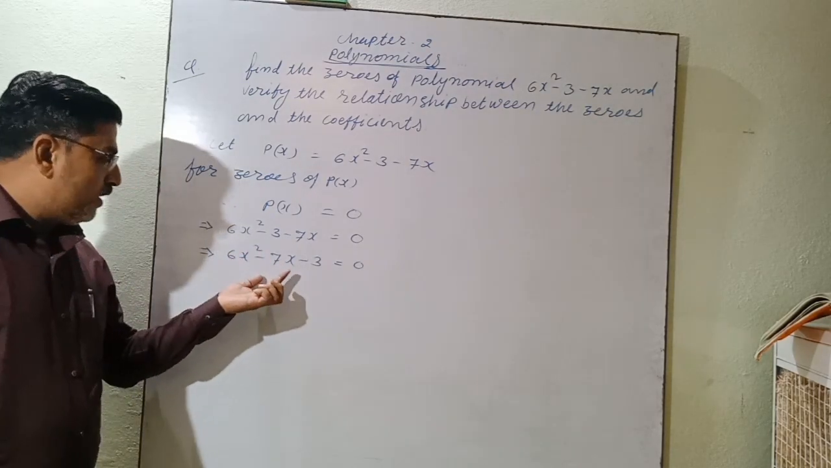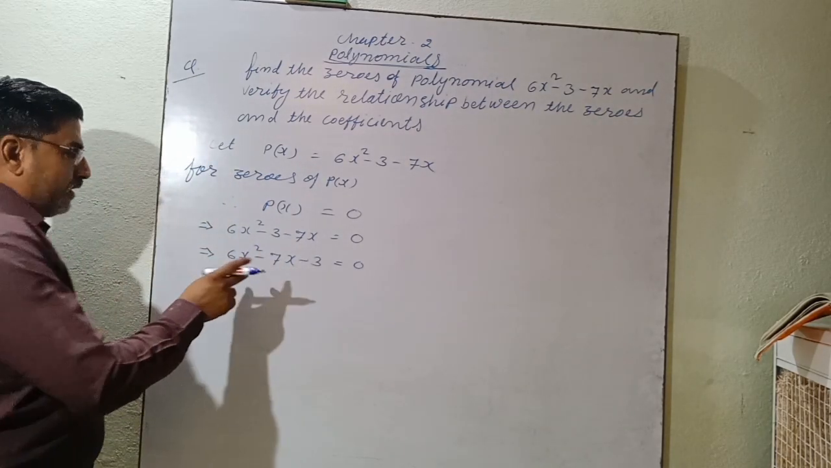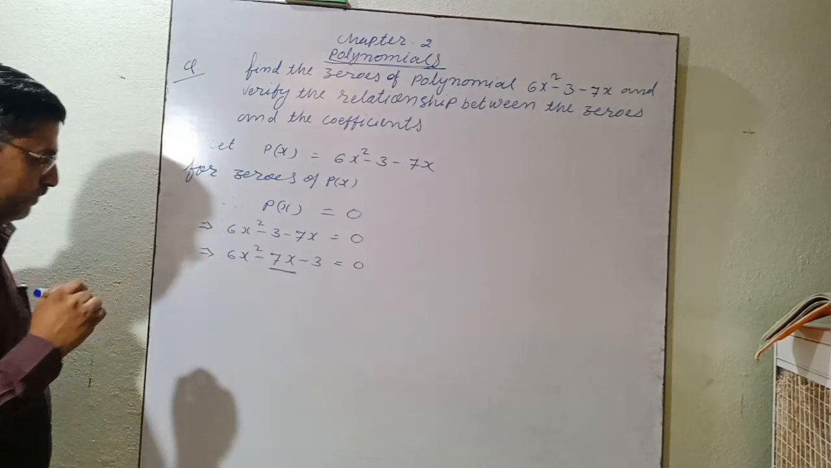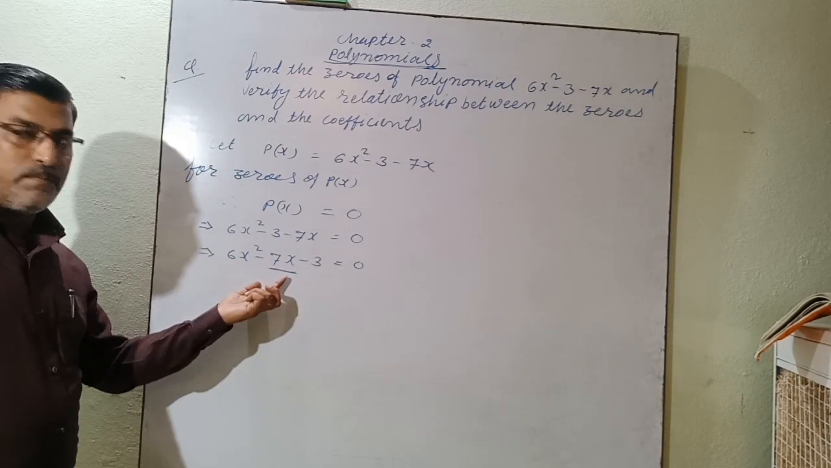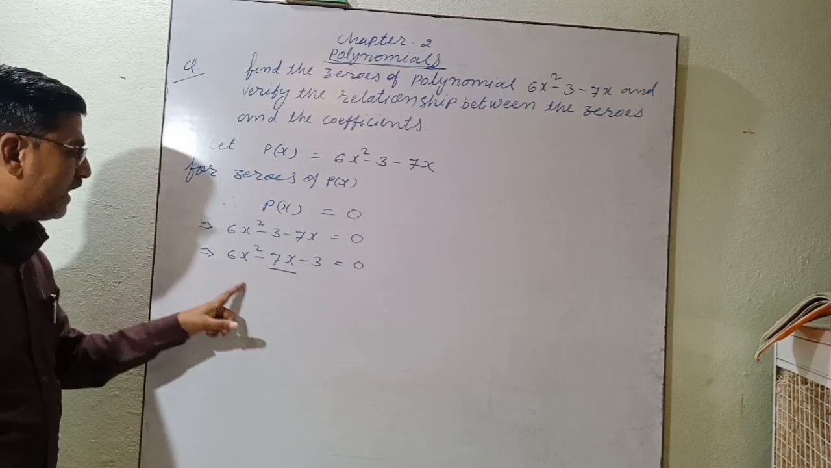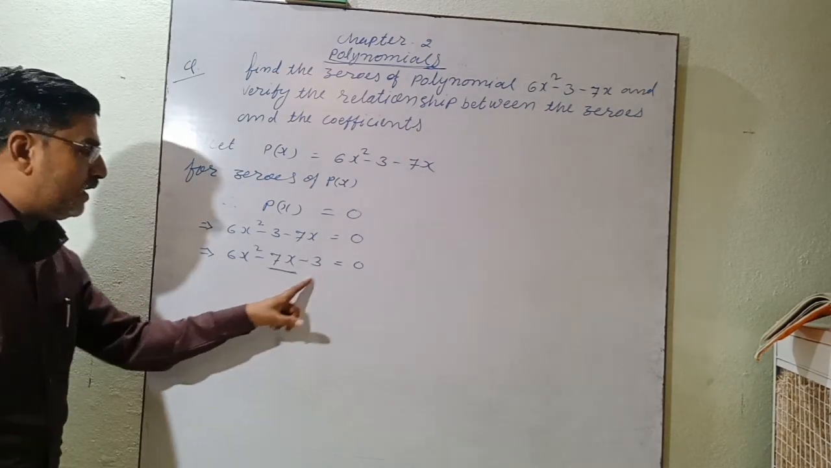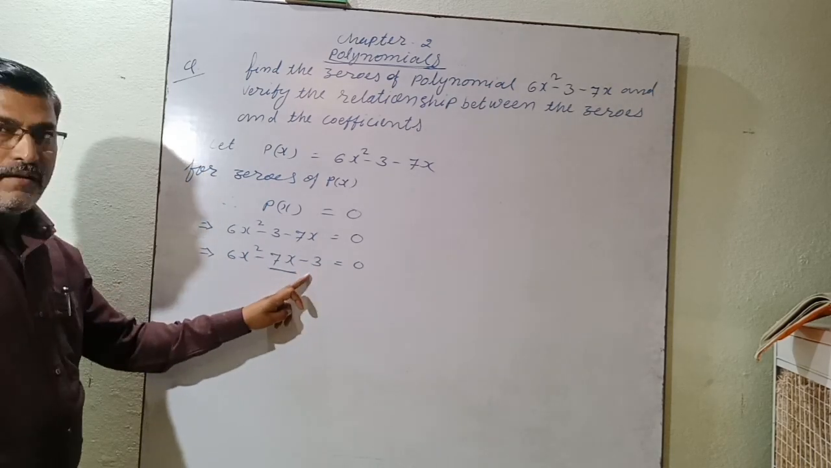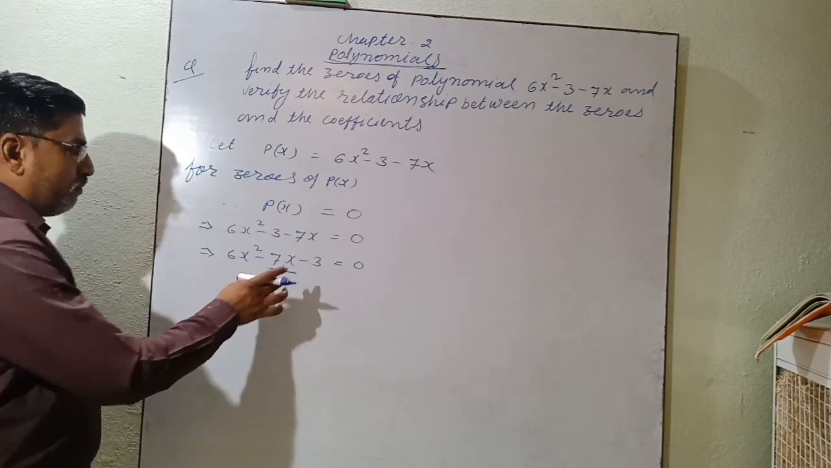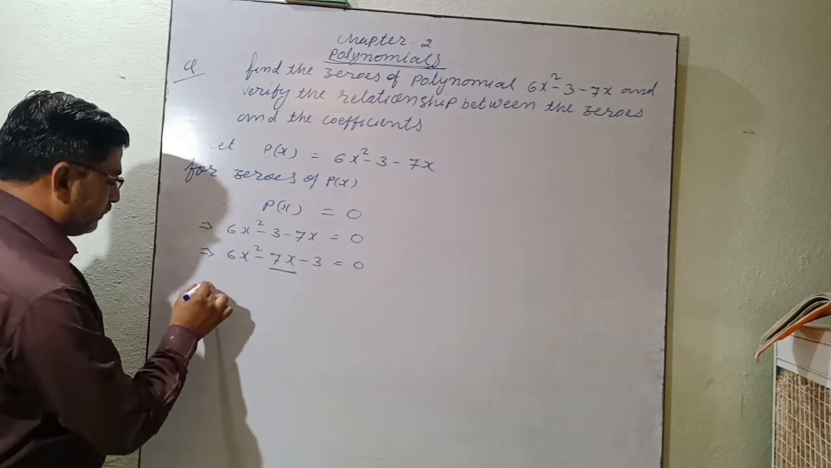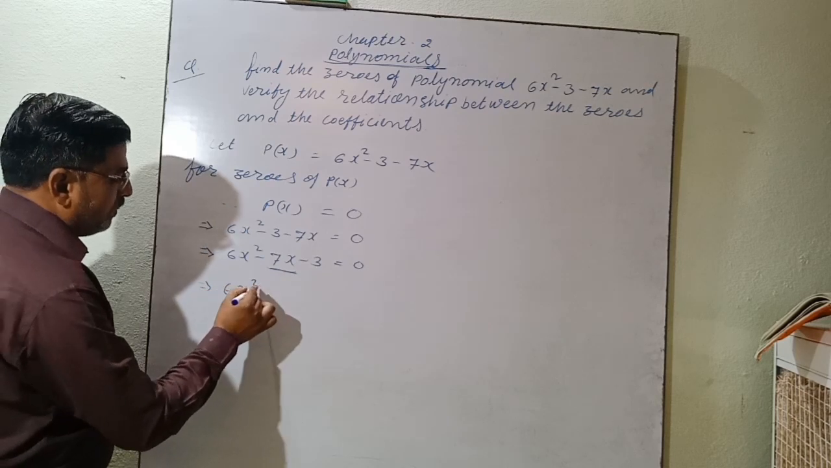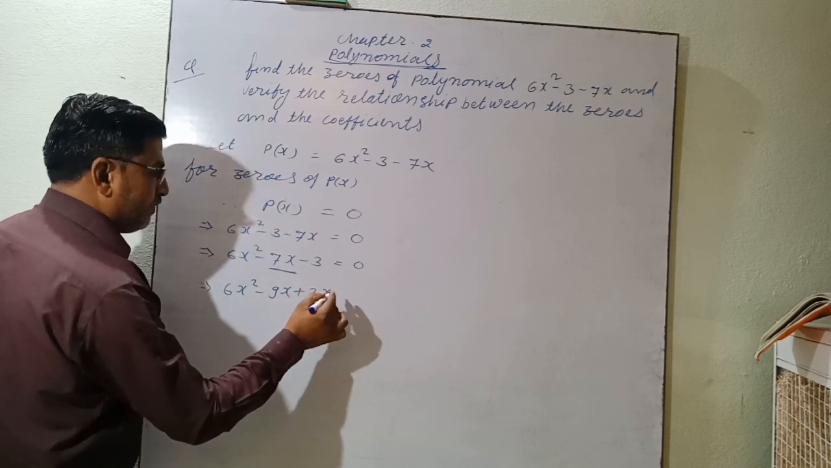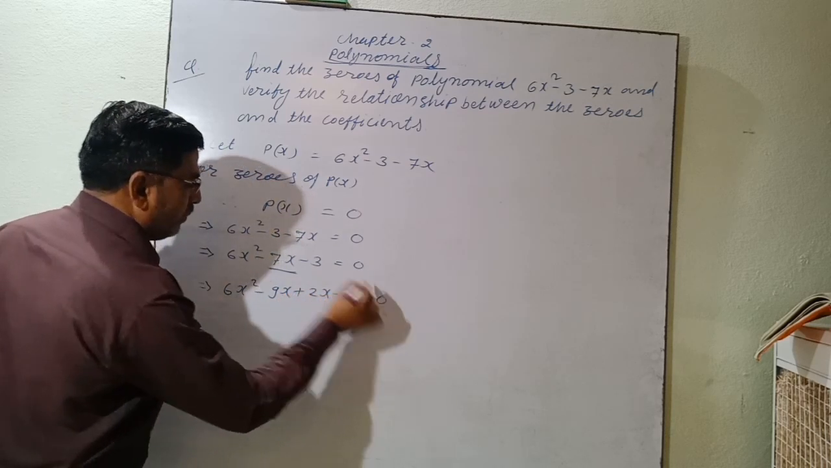Solve by splitting the middle term. In the splitting method, divide the middle term in two parts. Addition and subtraction is minus 7x, but the multiplication is equal to the product of the first and third term. And look at this, the product of the first and third term is minus 18x square. So minus 7 we divide into parts in this way: minus 9x plus 2x minus 3 is equal to 0.